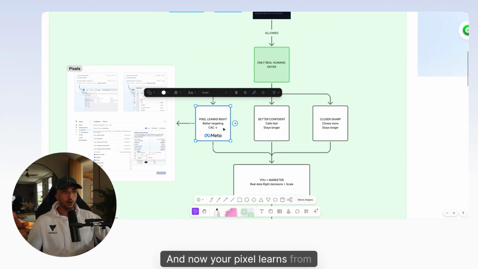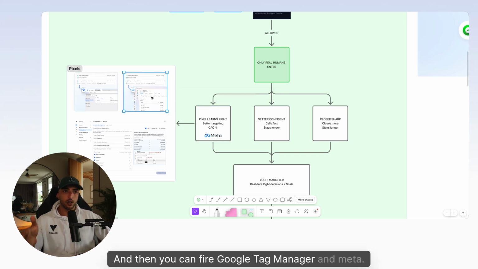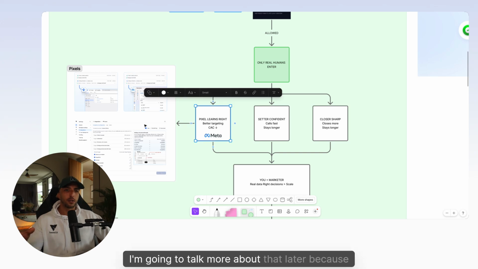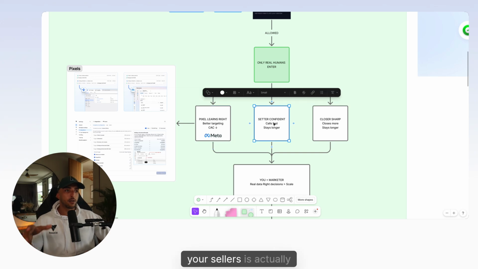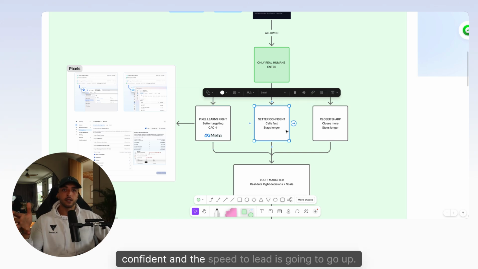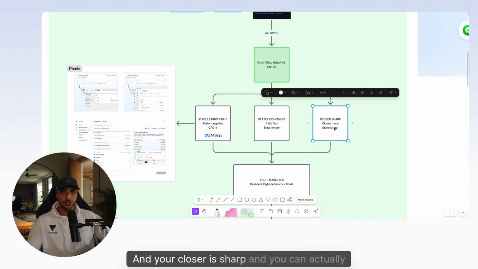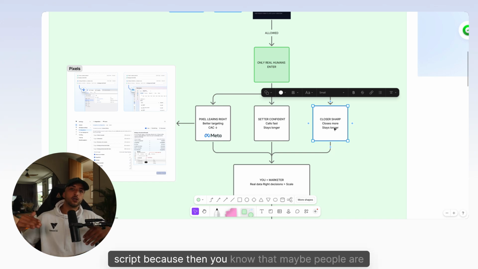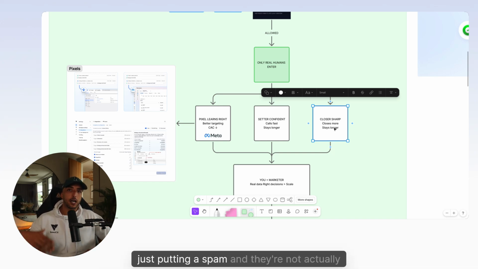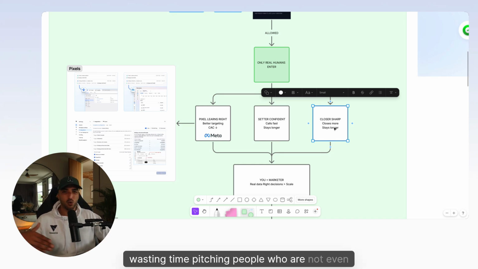And now your pixel learns from the right thing. It learns that, okay, this person is actually qualified, and then you can fire Google Tag Manager and Meta. I'm going to talk more about that later, because you can actually disqualify on top of this. Then your setters are confident, and the speed to lead is going to go up, and if the speed goes up, the money goes up as well, and your closer is sharp, and you can train closers on the right script, because then you know that maybe people are just putting in spam and are not really serious, and your closers are wasting time pitching people who are not even qualified.